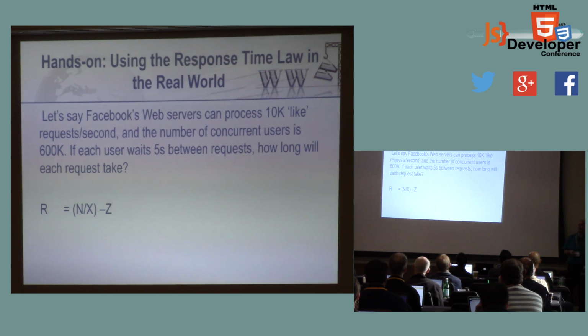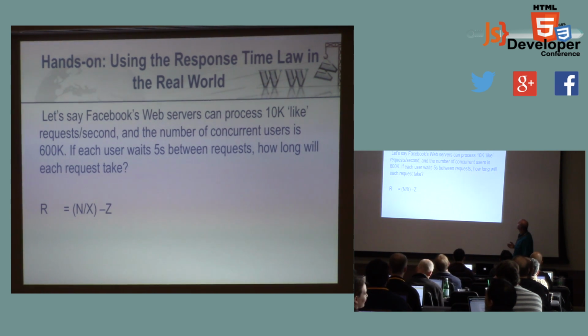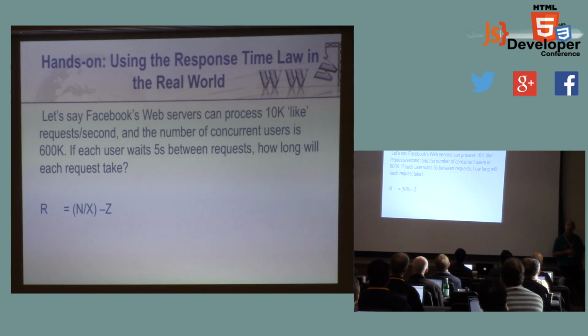Right, so we're going to do Facebook. Everybody liked anything? Who in here has never pressed a like button? Oh, all right, yeah, I believe you. I totally believe you. Not. So let's say Facebook's web servers can process 10K like requests in a second. That's our throughput. And the number of concurrent users is 600K, which probably is a bad day for Facebook, right? And those requests are coming in every 5 seconds. So every 5 seconds you're liking something, right? I like potato chips and Coke and whatever it is.